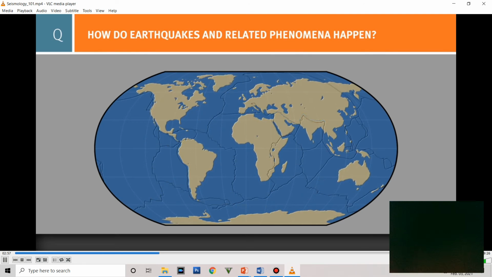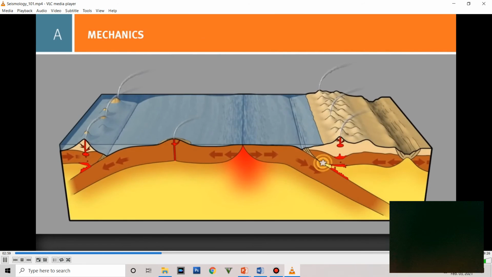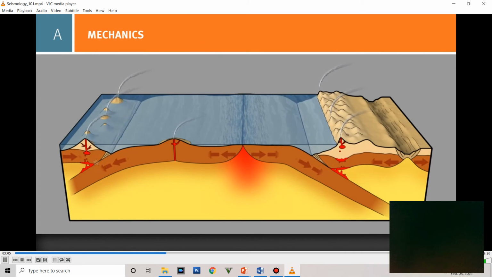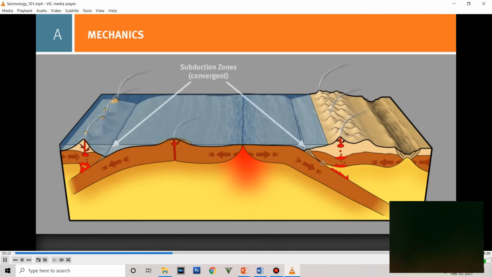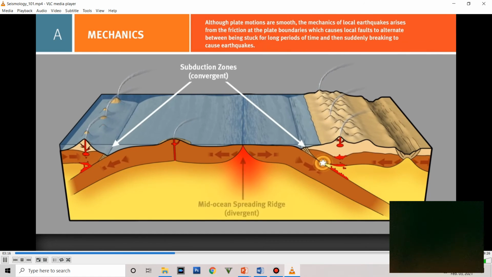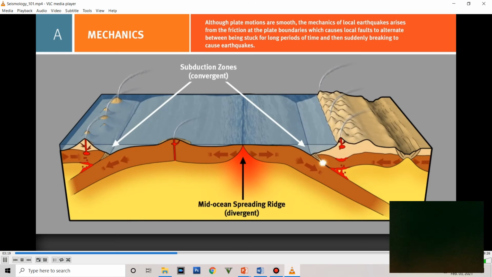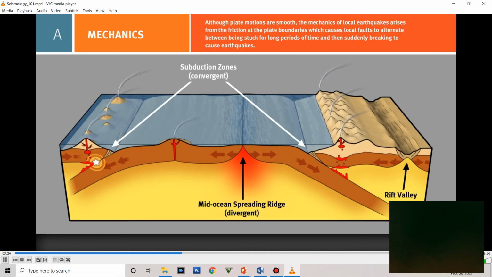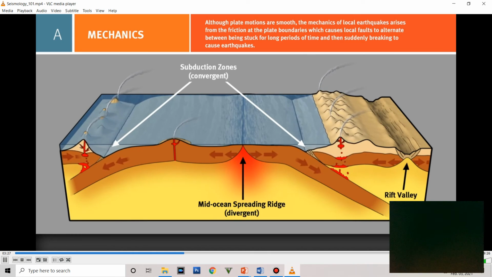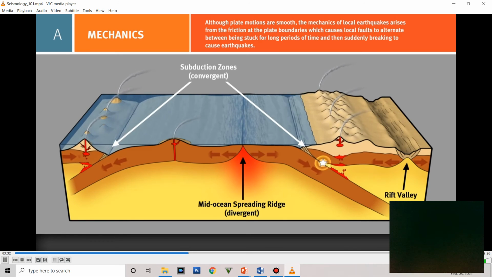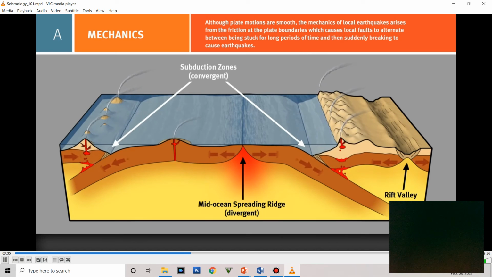To understand how earthquakes happen, we must examine the mechanics of the forces and motions affecting plates and their interactions with one another. You are viewing two oceanic plates moving away from a spreading center. In cross-section, we can better see the convergence of plates at subduction zones and the divergence of plates at a mid-ocean spreading ridge or a rift valley. Although the plate motions are generally smooth, the mechanics of earthquakes arises from the friction at the plate boundaries. Faults held by this friction remain stuck for long periods of time and then suddenly break in major earthquakes.